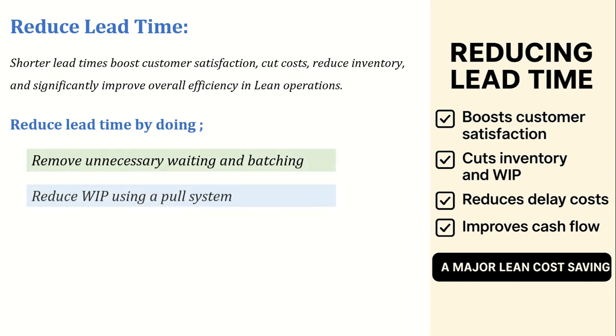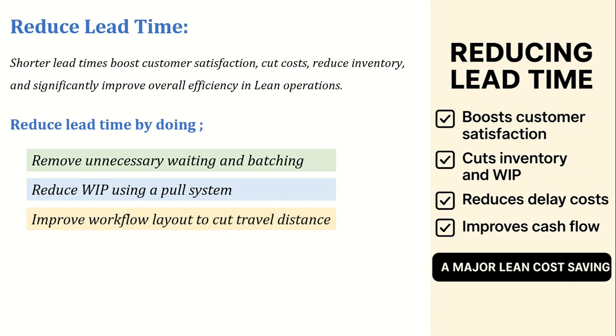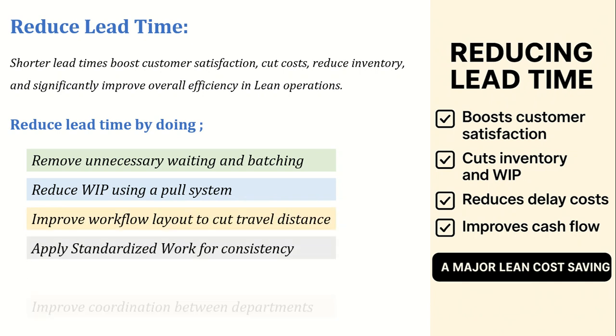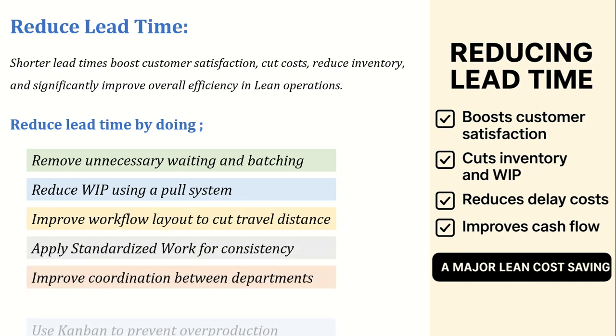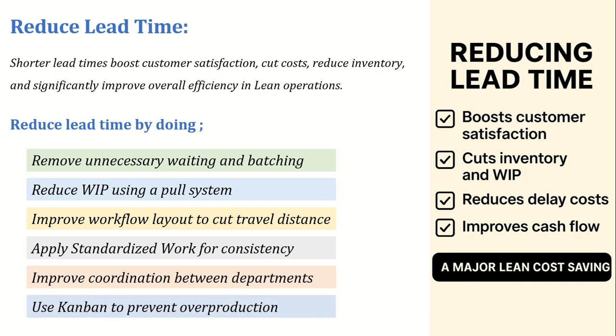Effective strategies for reducing lead time include eliminating unnecessary waiting and batching, lowering work in process through a pull system, improving workflow layout to shorten travel distances, and implementing standardized work to ensure consistent performance. Enhancing coordination between departments and using Kanban to prevent overproduction also contributes significantly to faster and more efficient flow.